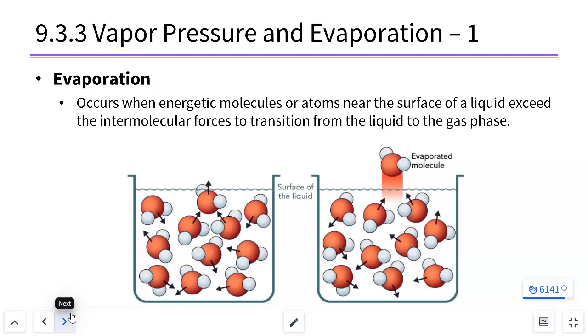Happens a lot. Why does it happen? Again, it comes down to kinetic energy versus intermolecular force. And in this case, kinetic energy has won out for that particular molecule, and it has escaped the liquid phase.